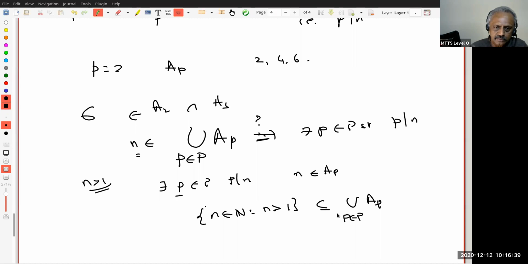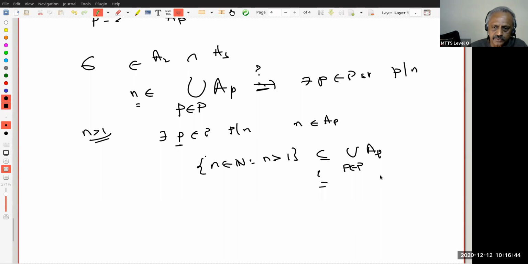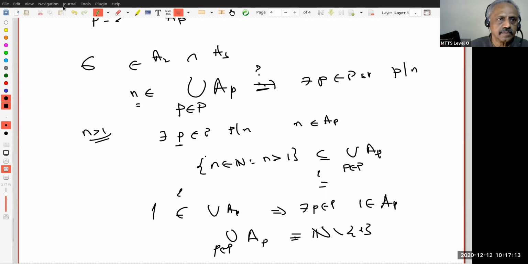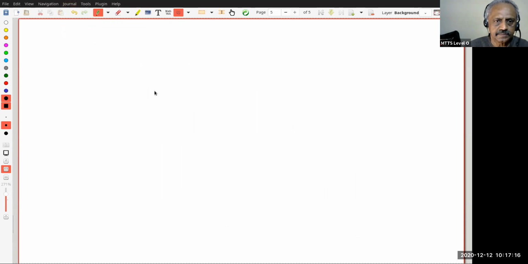Right? Now, I want to know whether this is equal. So okay, the union of AP contains all elements of the natural numbers except 1. But can 1 be in any AP? Which is the same as saying that there exists a prime P so that 1 belongs to AP? No, because 1 would have to be a multiple of a prime, so that's not possible. Therefore, what is the union of AP?